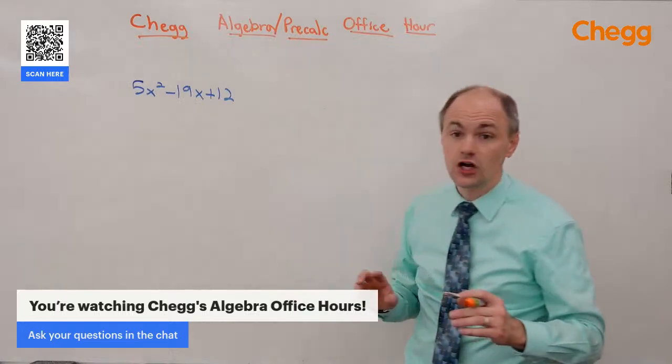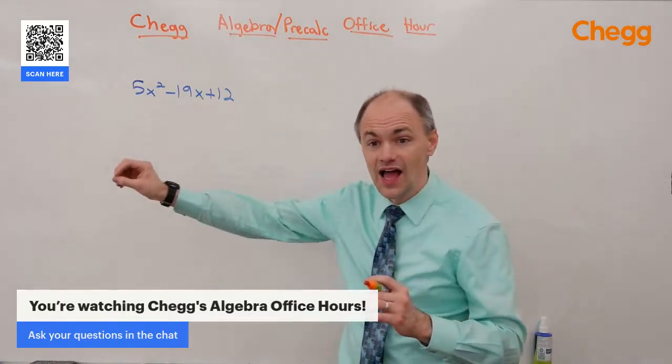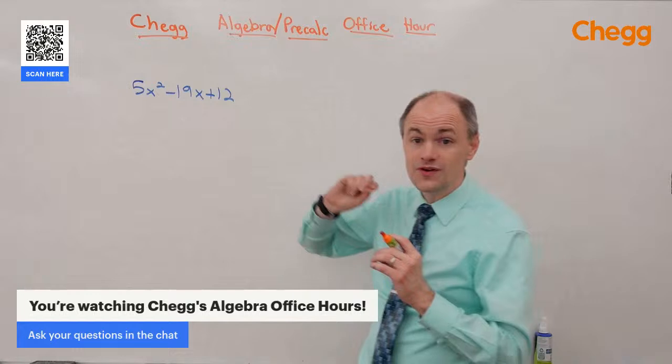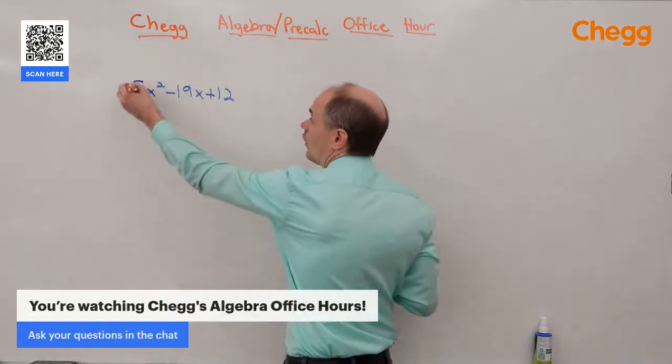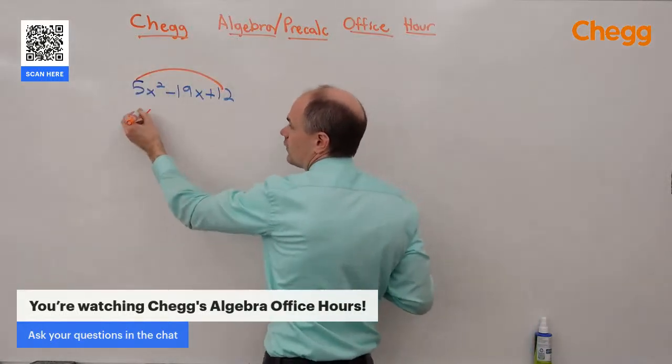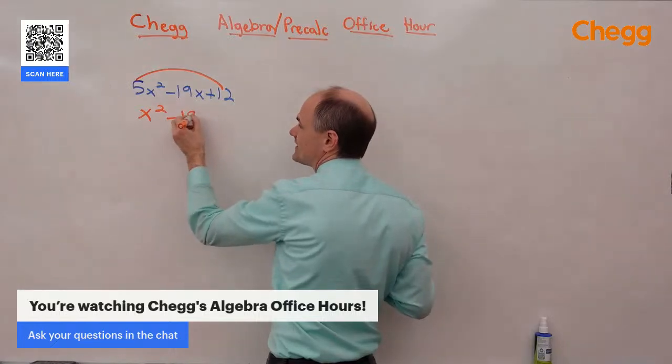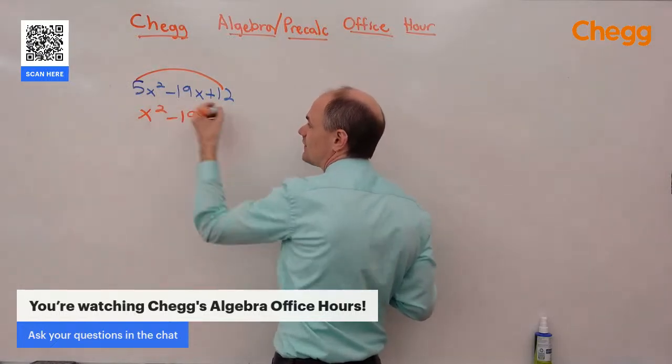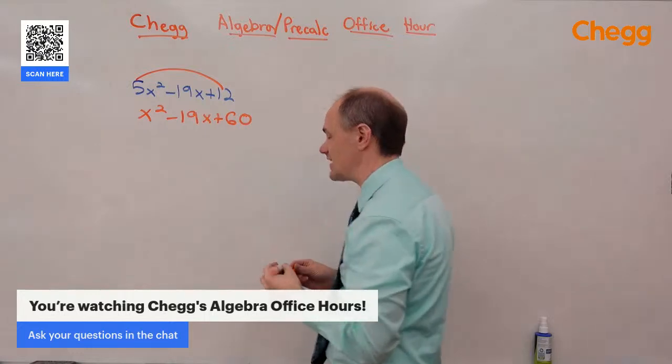I like the method called slide and divide. We're going to slide the 5 over to the 12. When we do, we're going to get x squared minus 19x plus 5 times 12 is 60.